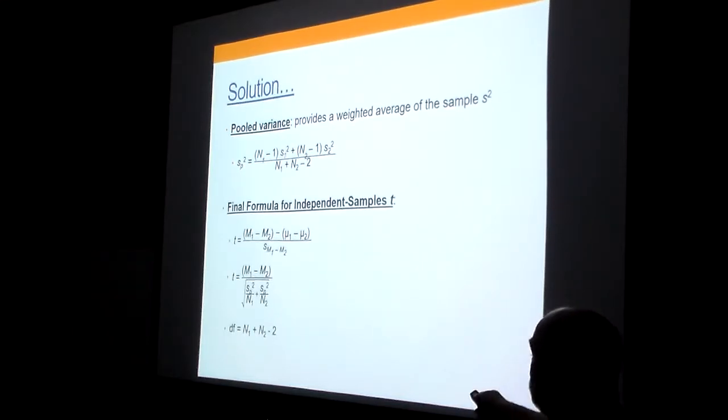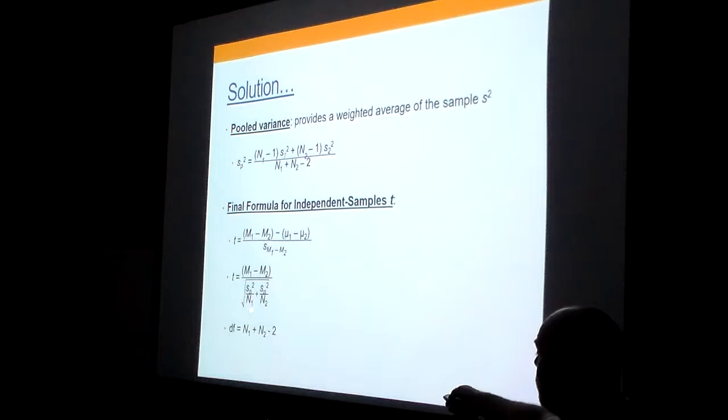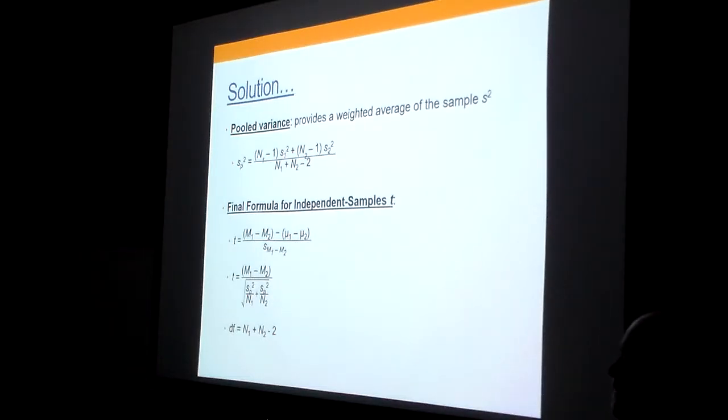And so our formula for our independent sample t-test is going to be mean 1 minus mean 2 over the square root of our pooled variance over the number of people in sample 1 plus the pooled variance again over the number of people we have in sample 2. That's going to be our standard error of the difference in means.